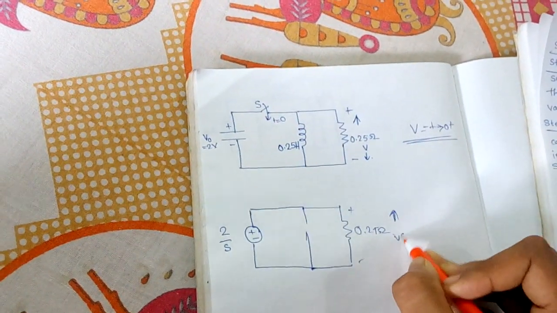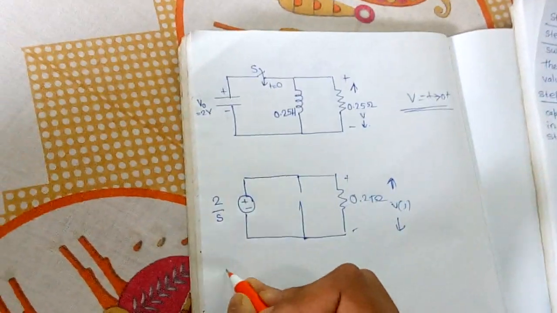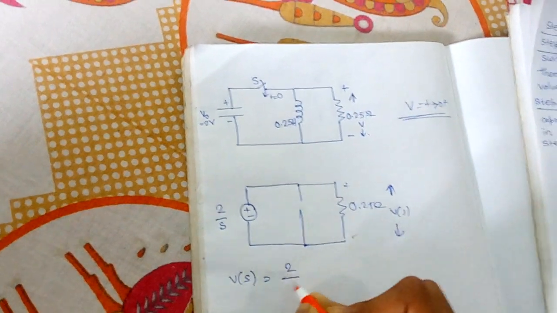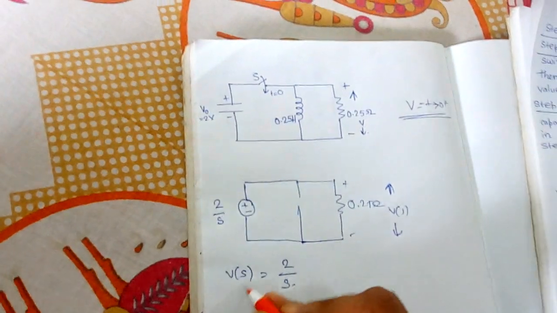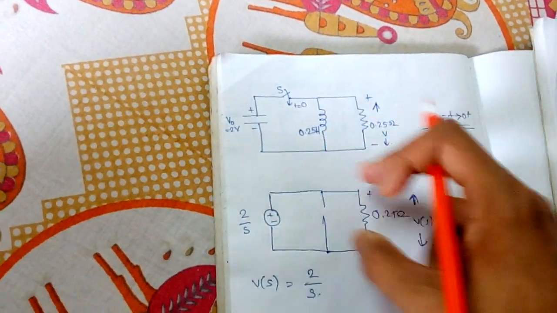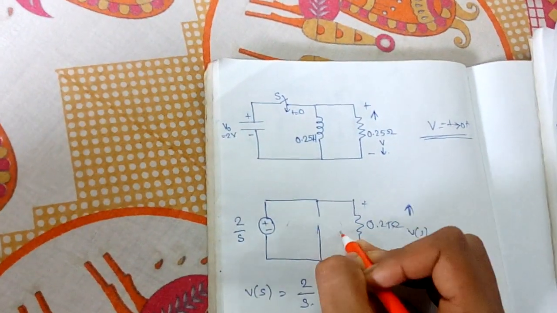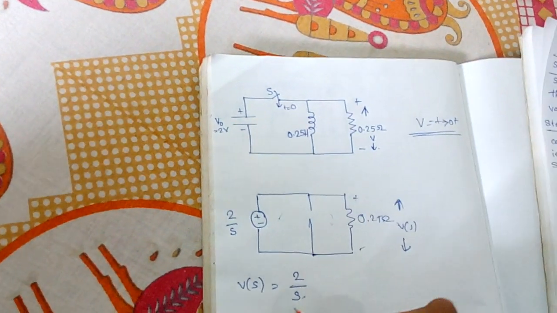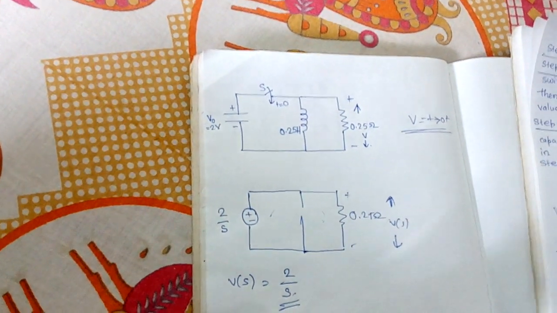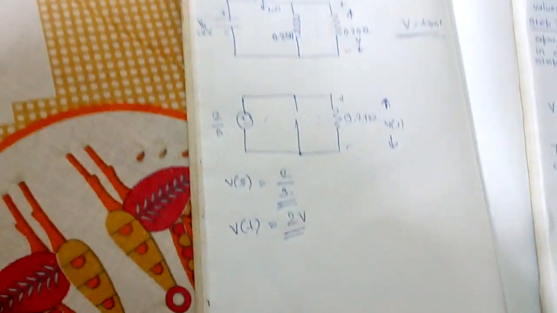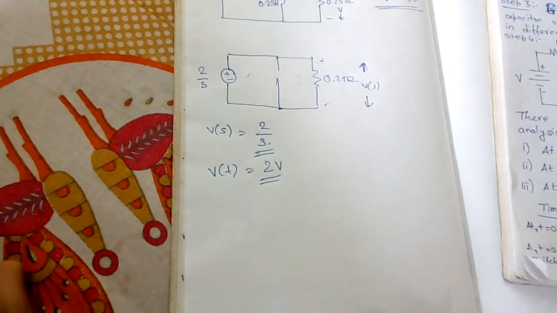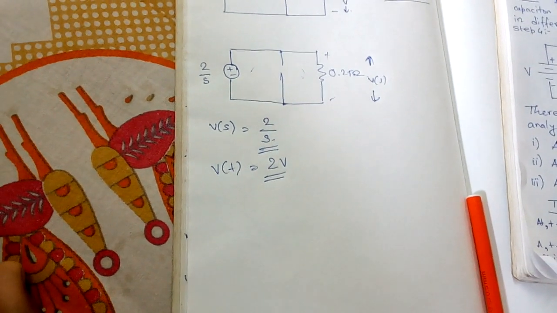Now this will be VS. VS will obviously be 2 by S, because the current flows and the voltage drop is there, that will obviously be 2 by S. So VT will obviously equal 2 volt. In this way we can easily find VT.